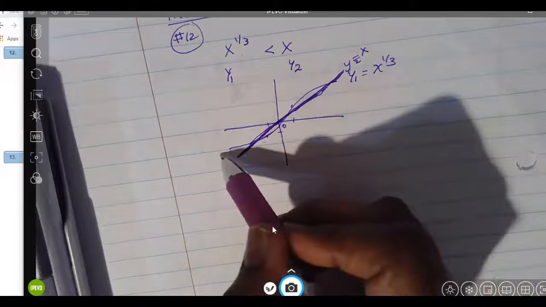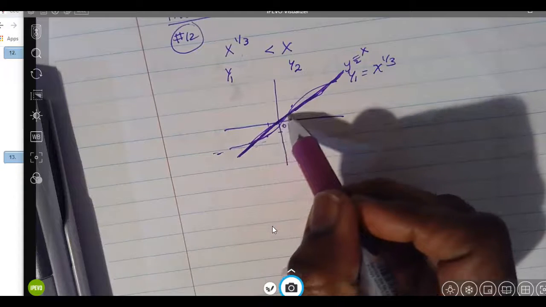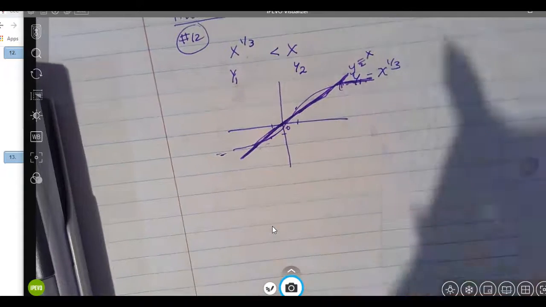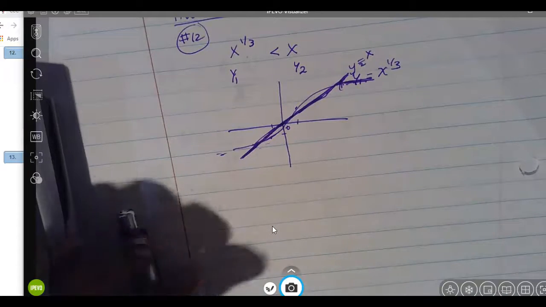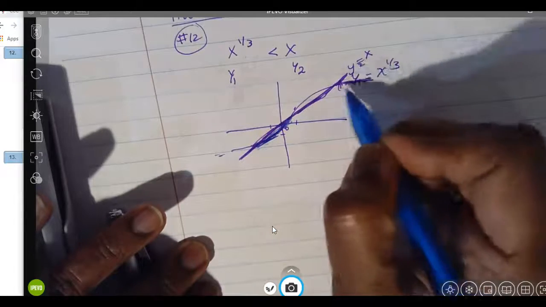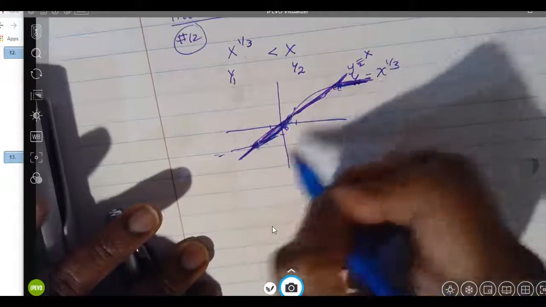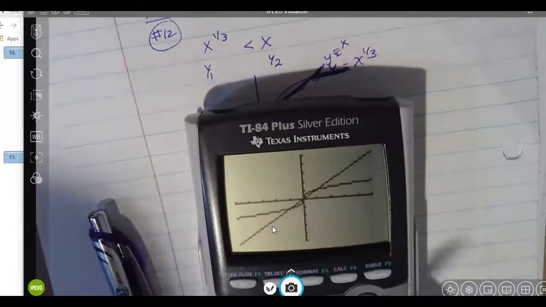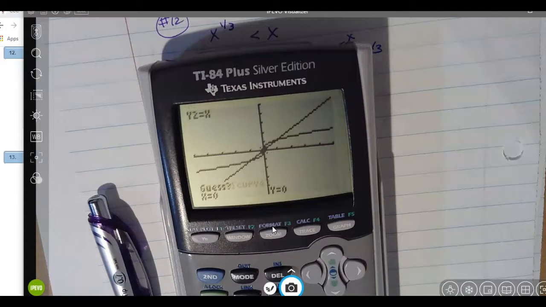Okay, now notice here, this is also x to the 1/3. It's above, then it's below, then it goes on, then it's below again. Okay, so if I were to use a different color, I'm going to shade this part. X to the 1/3 is below that line, and then it's below that line. So you need to find the intersections on the x-axis and get the corresponding intervals. So go to second calc, option 5, intersect.